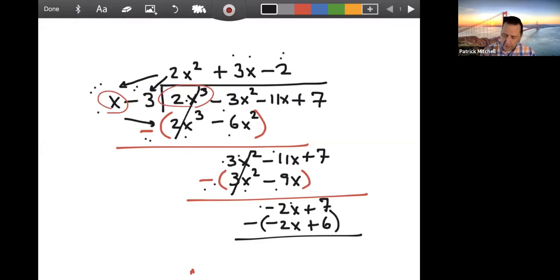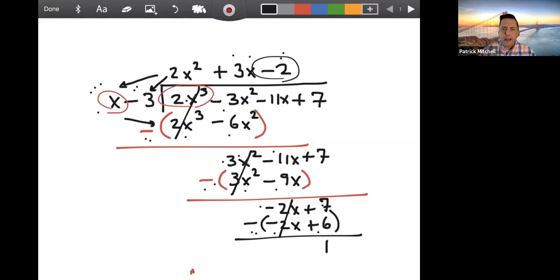Negative 2x plus 2x cancels. Those two should always cancel. And then 7 minus 6 is 1. And that's going to be my remainder. One thing I like to tell classes is that you know you're on the last cycle of divide, multiply, subtract when you see a constant term appear in the quotient. That means you're on your last step.